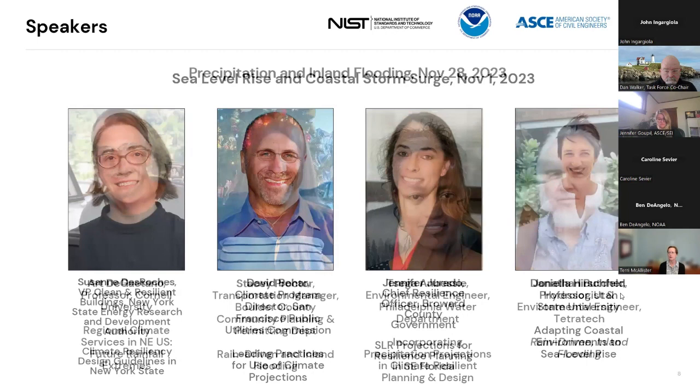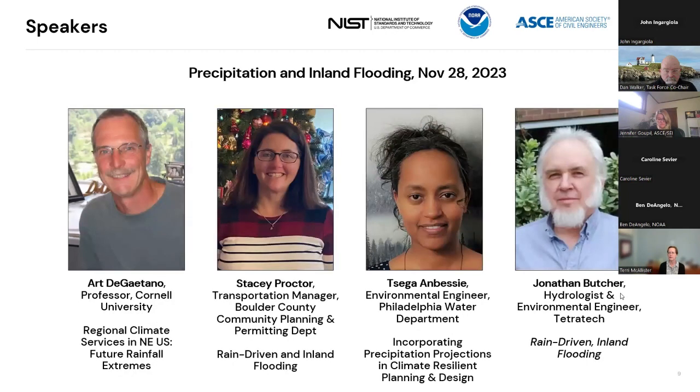And then our second workshop was on precipitation and inland flooding. And again, we had 4 speakers. So we had Art DiGaetano from Cornell University, and he was speaking to the science behind determining future rainfall extremes, looking at the global climate models and how to interpret those.